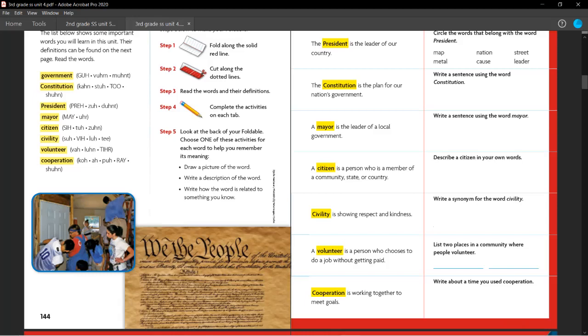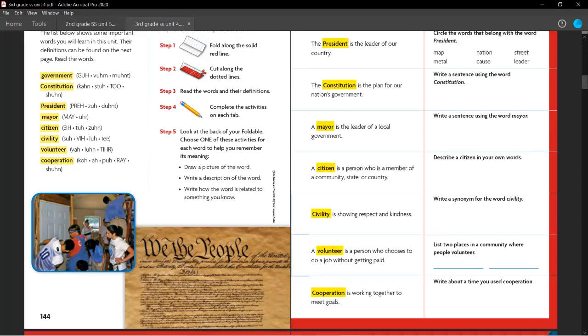A citizen is a person who is a member of a community, state, or country. Describe a citizen in your own words. Civility is showing respect and kindness. Write a synonym for the word civility. There are some clues for you right there in the definition.